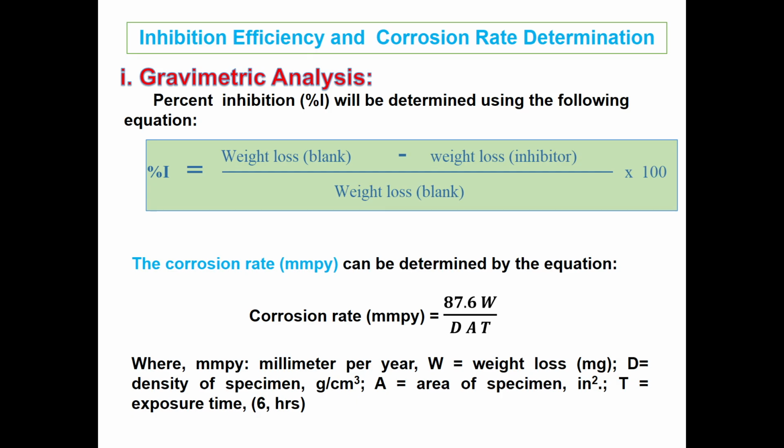The corrosion rate was also calculated from this well-known formula in millimeter per year, where W is the weight loss, D is the density of the specimen, in our case the mild steel, A is the area of exposure of this sample, and T is the time of the exposure.